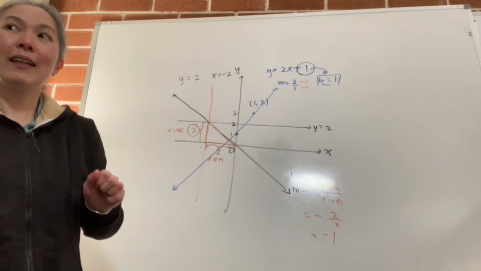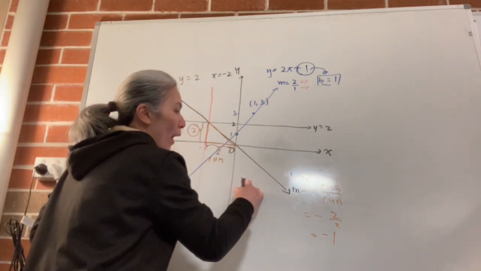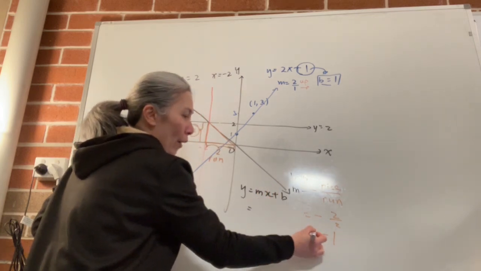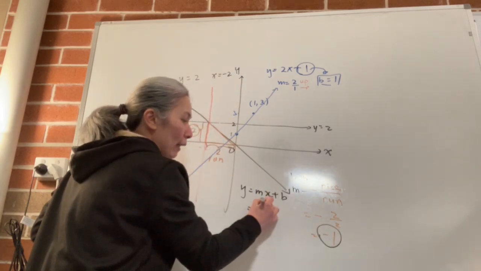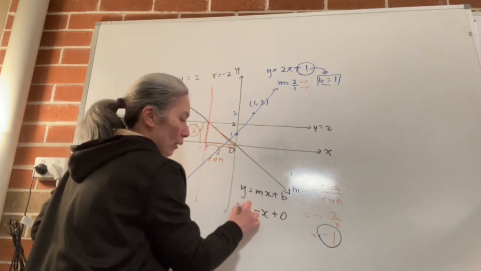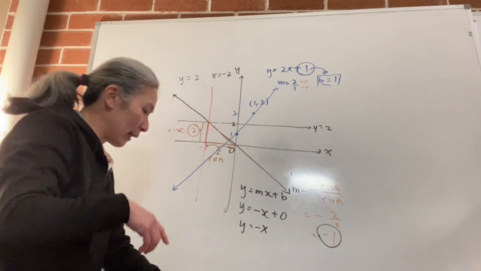Doesn't it just become negative x? Negative x, eventually, yes. These are equations. Y equal to mx plus b. Your m is negative 1, so you have negative 1x. You don't write 1. And then plus 0, which is y equal to negative x. Oh, good. Let's try another equation.